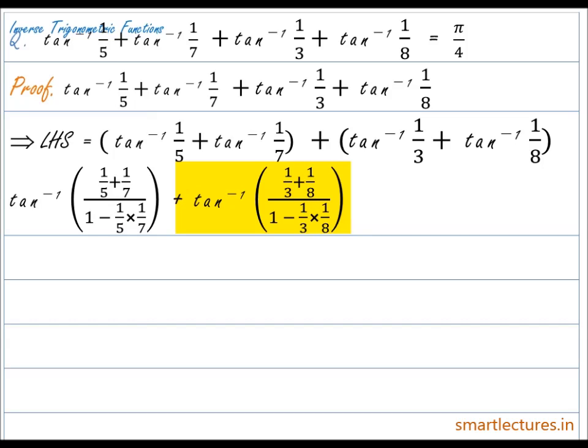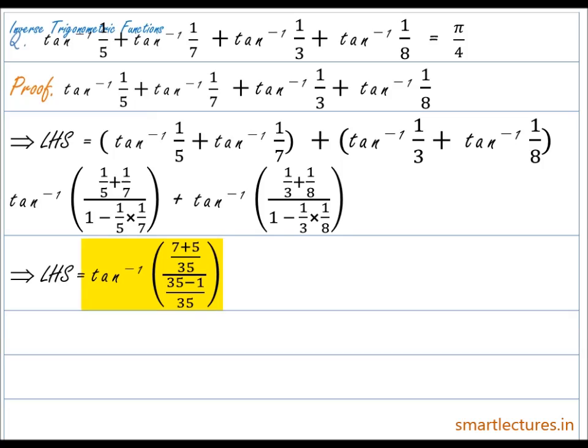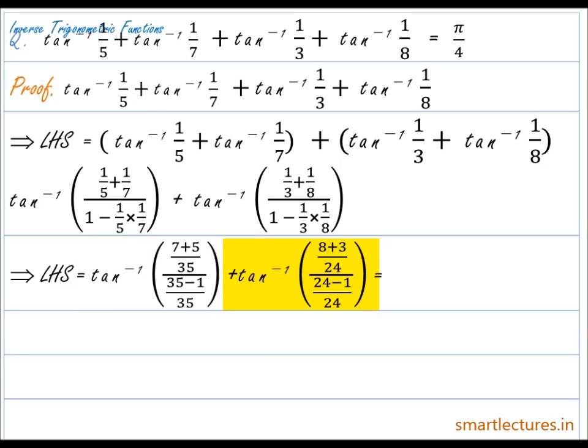And further simplifying, the left hand side becomes tan inverse of ((7 plus 5)/35) divided by ((35 minus 1)/35) plus tan inverse of ((8 plus 3)/24) divided by ((24 minus 1)/24), and which is equal to tan inverse 12/34 plus tan inverse 11/23.